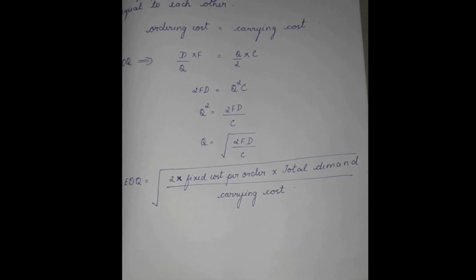According to a theory, it is said that ordering cost and carrying costs are minimum when they're equal to each other. So now we're equating the ordering cost and carrying cost, and by a simple mathematical calculation, we arrive at the economic order quantity, which is nothing but the root of 2 into fixed cost per order into the total demand divided by the carrying cost.